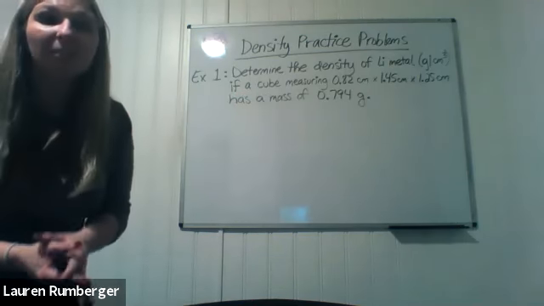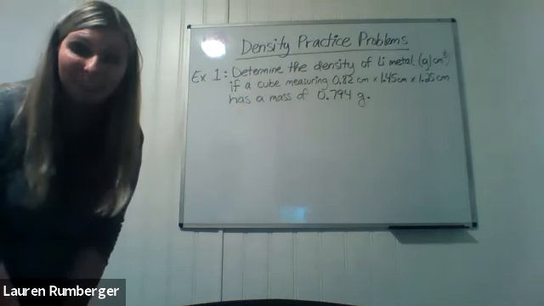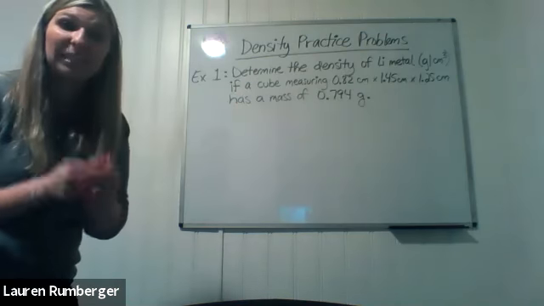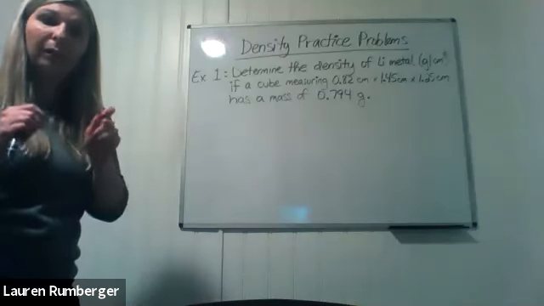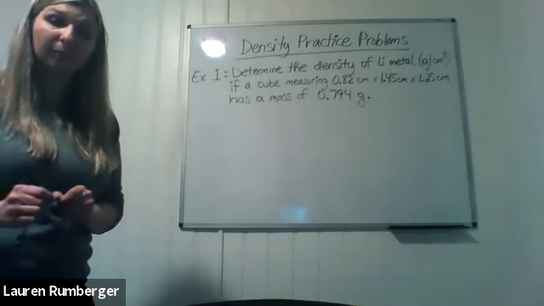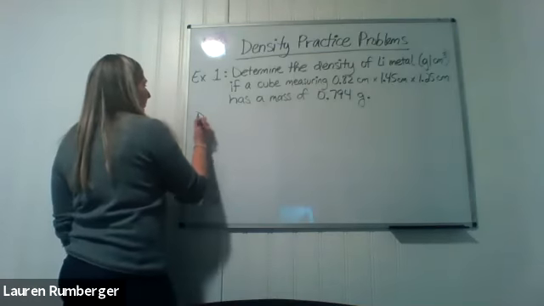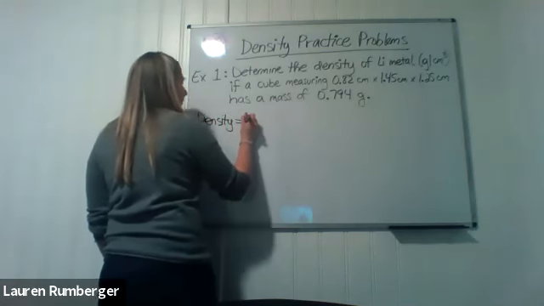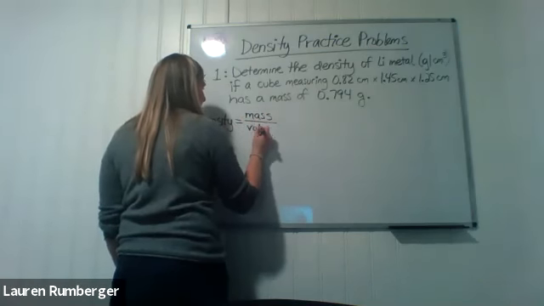Anyways, so what we're going to need to do is read our question again and identify what the question's asking us. It says determine the density. So we're going to stop right there. Before we can determine the density, we must first understand what density is. What is the formula for density? Density is equal to mass divided by volume.